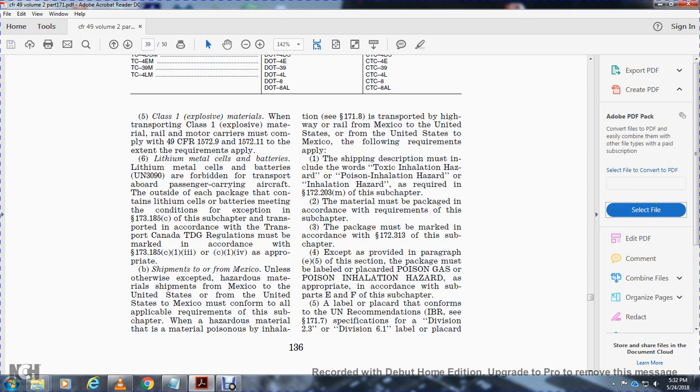Shipments to and from Mexico, unless otherwise specified, are subject to hazardous material requirements. Shipments from Mexico to the United States must conform with all applicable requirements of the subchapter. When the hazardous material is a material poisonous by inhalation that is transported by highway or rail between Mexico and the United States, the following requirements apply. The shipping description must include the toxic inhalation hazard, poison inhalation hazard, or inhalation hazard as required by 172.203 of the subchapter. The material must be packaged in accordance with the requirements of the subchapter. The package must be marked in accordance with 172.313 of the subchapter, except as provided in paragraph E5 of the section.